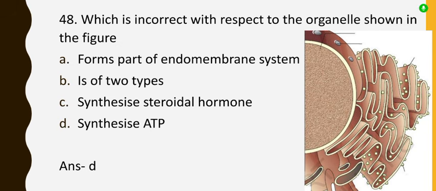Which is incorrect with respect to the organelle shown in the figure? The incorrect one is synthesis of ATP. It does not involve synthesis of ATP. It is rough endoplasmic reticulum.